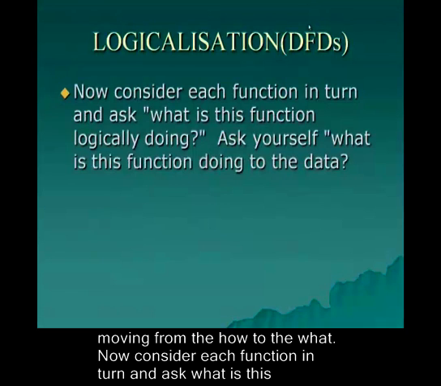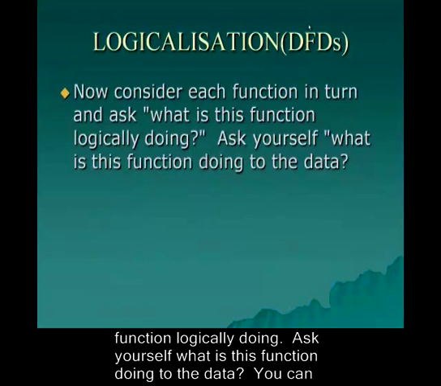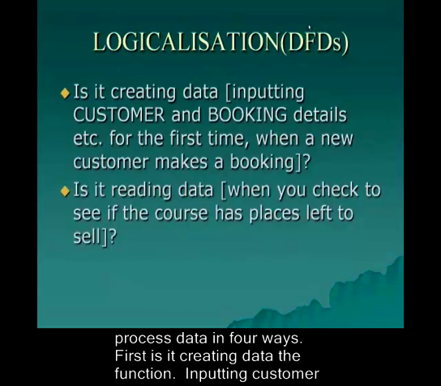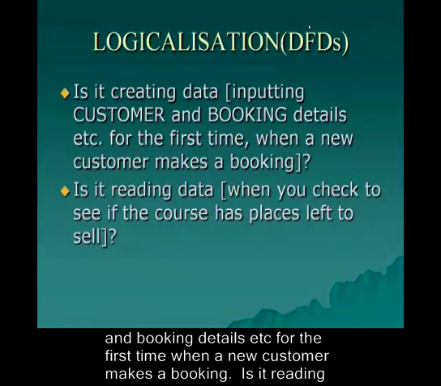Now consider each function in turn and ask, what is this function logically doing? Ask yourself, what is this function doing to the data? And you can process data in four ways. First, is the function creating data, inputting customer and booking details, etc. for the first time when a new customer makes a booking?